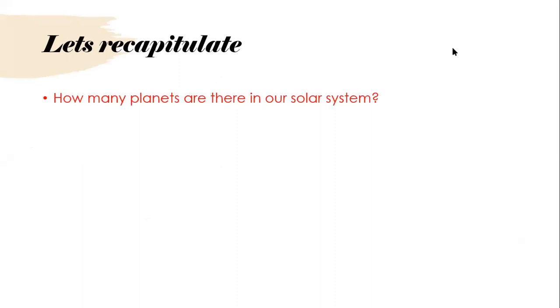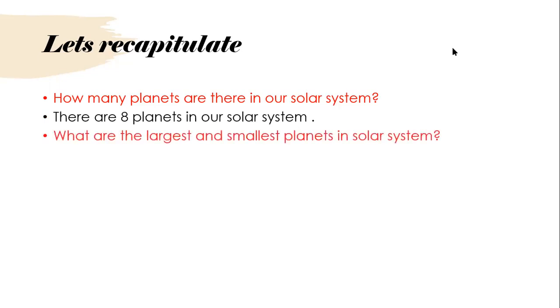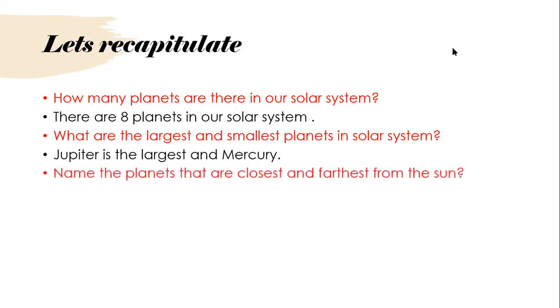Right. Before that, we will recapitulate. What have we learned in our last class? How many planets are in our solar system? There are 8 planets in our solar system. What are the largest and smallest planets in our solar system? Jupiter is the largest and Mercury is the smallest. Name the planets that are closest and farthest from the sun. Closest is Mercury and farthest is Neptune as of now.